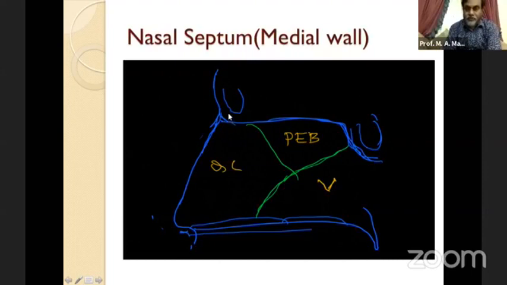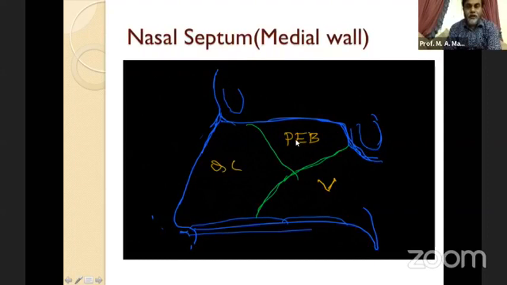So how to draw this: first draw this one, and then from here, make an oblique line touching here at the middle part. And then another from here to here. And this divides the septum into three major parts. One is the anterior cartilaginous part. It's called quadrilateral cartilage or septal cartilage.